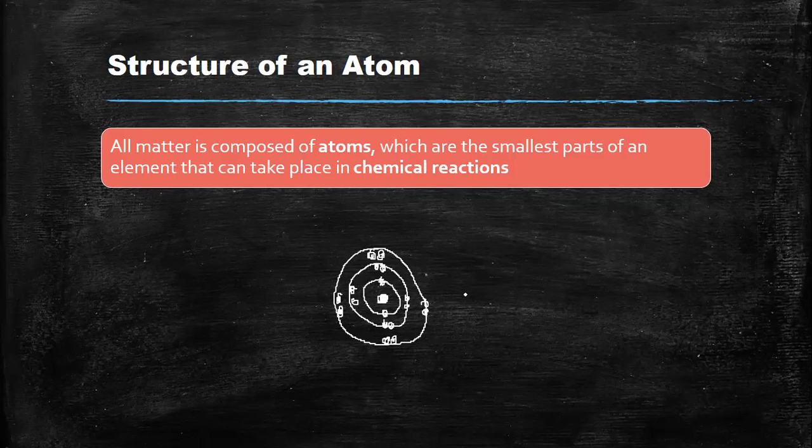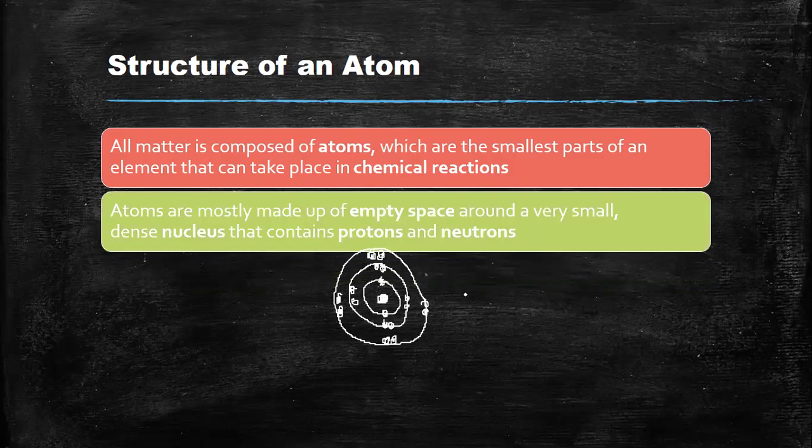What is an atom? An atom is the smallest part of an element which can take part in the chemical reaction. It may be a single atom or a number of atoms. Atoms are mostly made up of empty spaces around a very small, dense nucleus that contains proton and neutron. Yes, there are proton and neutron in the nucleus.